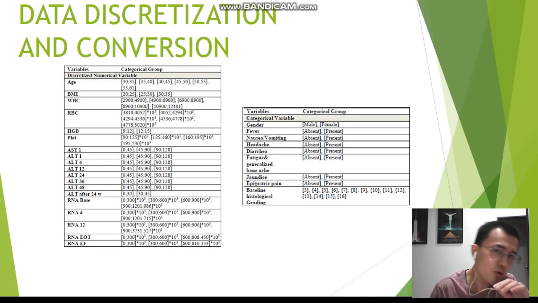And before the data modeling process, we have performed data discretization on the numerical variables in the dataset and data conversion on the categorical variables in the dataset. The table on the left-hand side shows the range of values for each discretized numerical variable. As for the categorical variables, as shown in the table on the right-hand side, we have replaced the binary label for each categorical variable with a proper label.